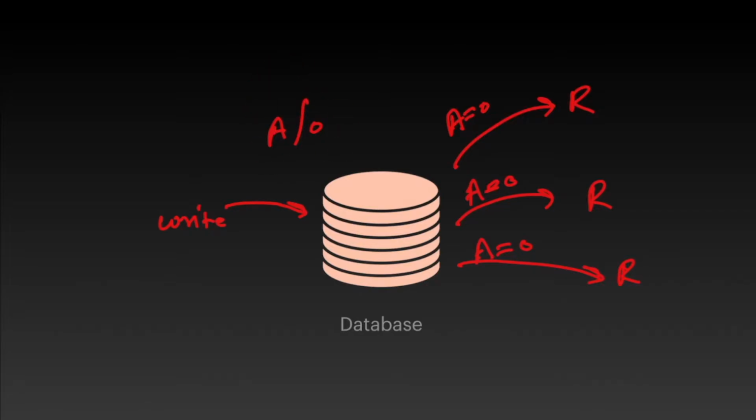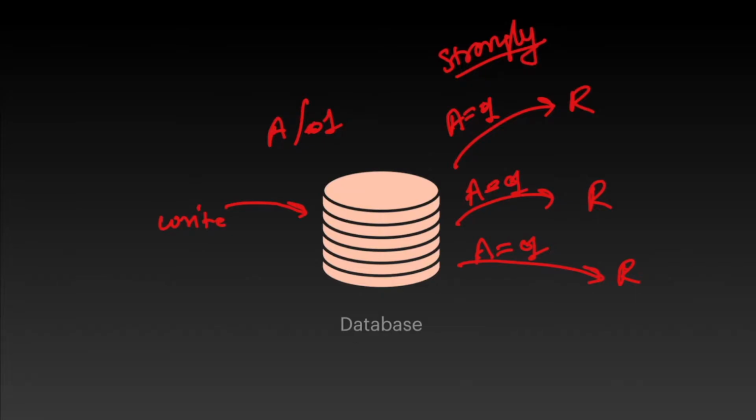And suppose we have now increased or updated the value to A is equal to 1, and let's see what value all the readers are getting. If all the readers are getting the value of A is equal to 1, we can say that our system is strongly consistent.